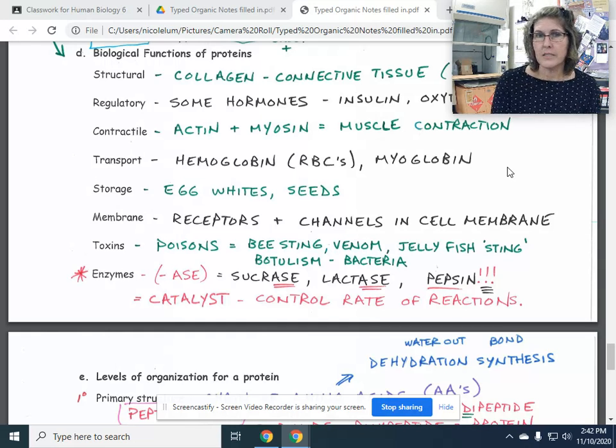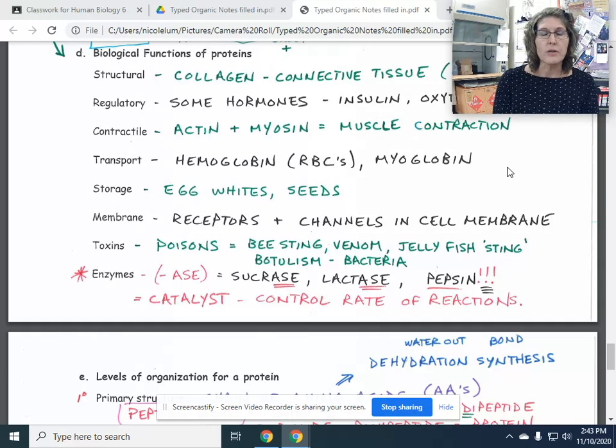The next one you're going to see is enzymes. So enzymes we'll do a whole section with, more towards the second half of the year. But enzymes basically are a catalyst. What that means is that they help to speed up reactions without being used up. They can be used over and over and over again.